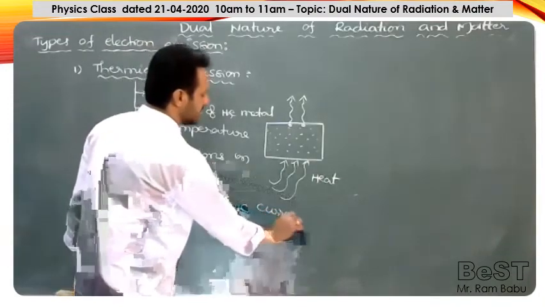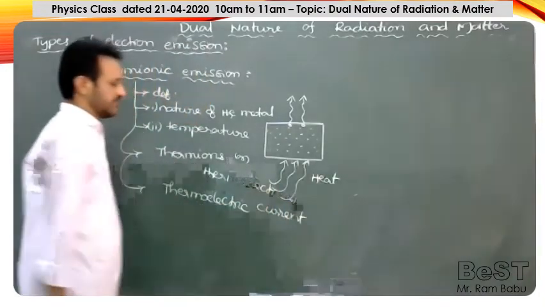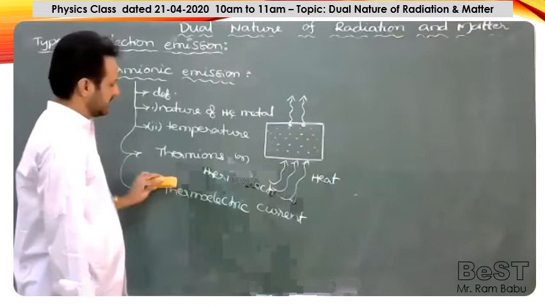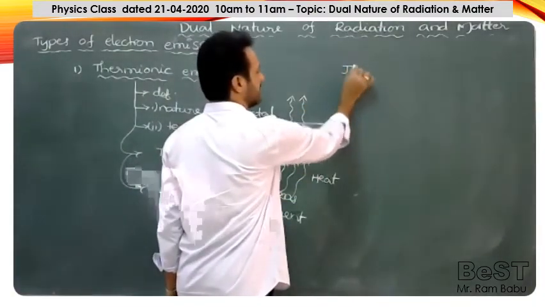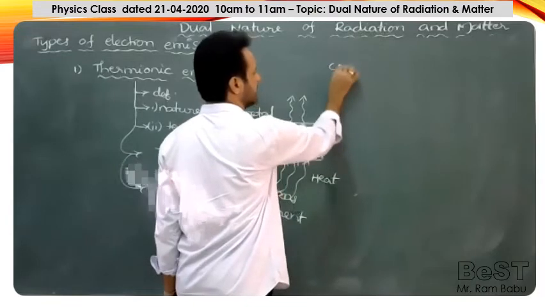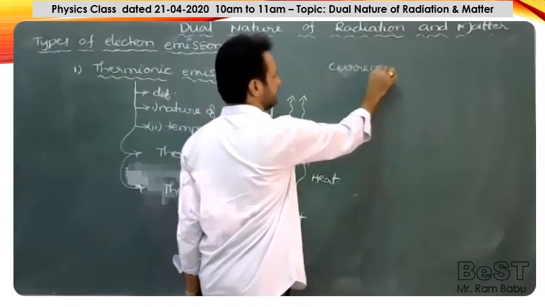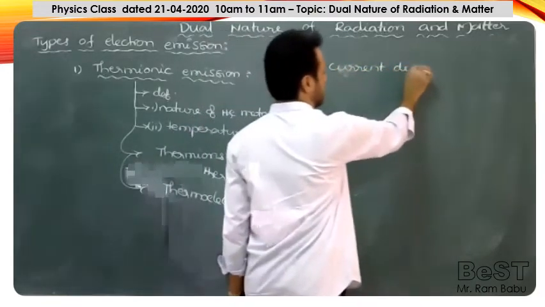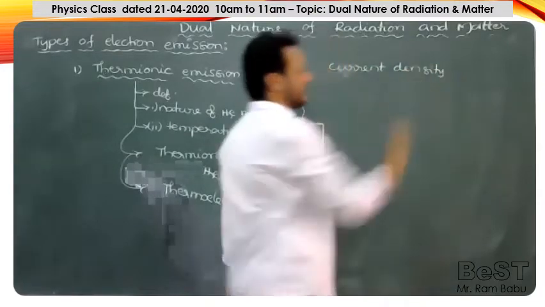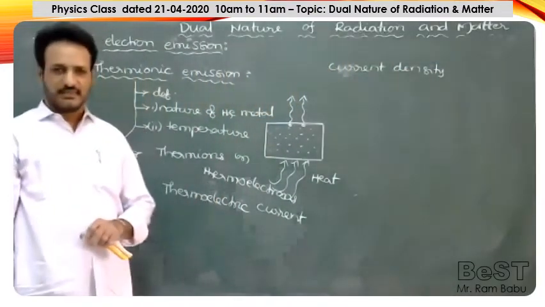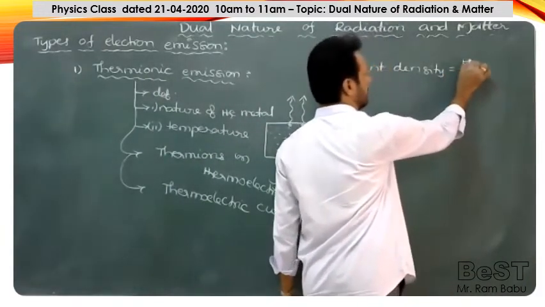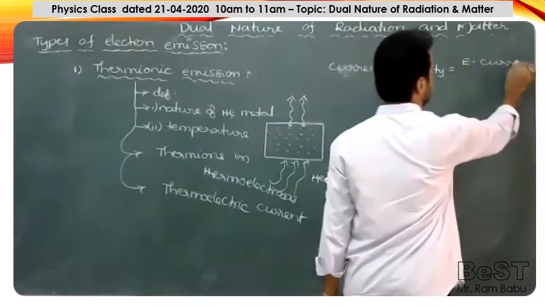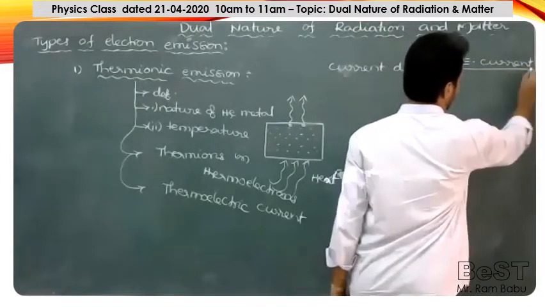Or simply thermoelectric current or simply electric current. So here, the current flowing through the conductor per unit area can be called the current density, which is equal to the electrical current by the area of the conductor.